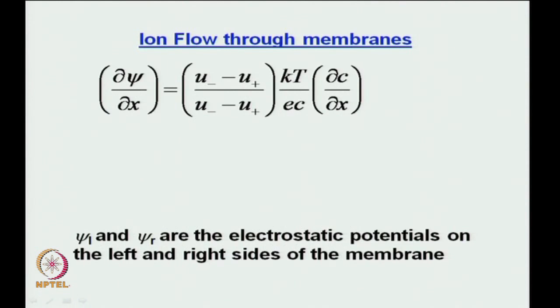Okay. So, if you go ahead and do the math, this is what you end up with: del psi over del x is equal to kT over eC times del C over del x. Now, what you have done here is, in this case, you have taken Z plus to be 1 and Z minus to be minus 1. You have simplified it, because mostly we are talking about sodium, potassium, chloride and all these things.